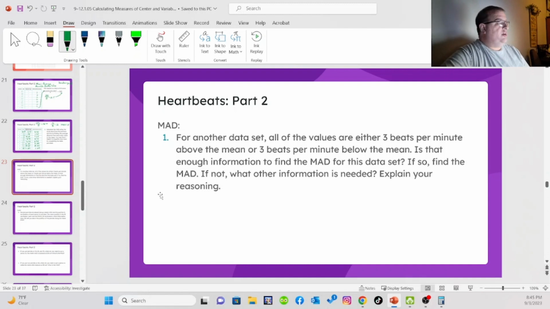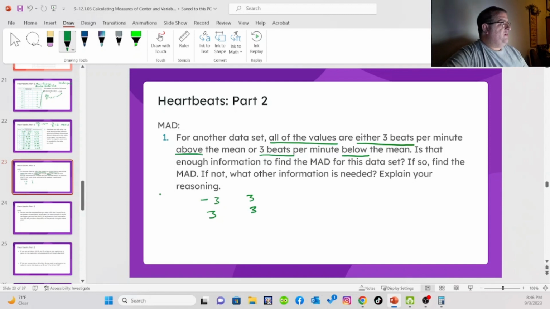Okay, so for question number 1, we need to think about the information they give us. It says all of the values are either 3 beats above or 3 beats below. So that means every single one of my deviations is going to be either -3 or 3. But then I'm going to take the absolute deviations. -3 is going to become 3. Every above is going to stay 3.